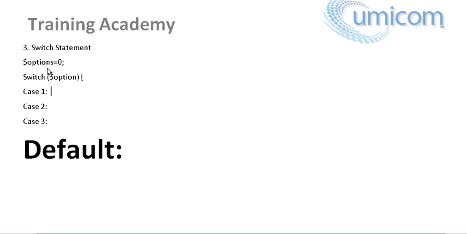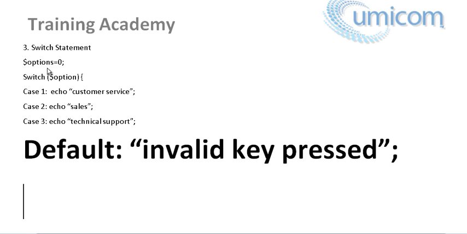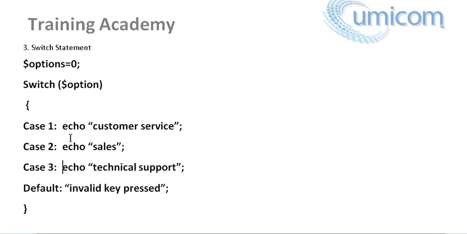Well, let's just make it a very simple program. Let's just say that when they press 1, it tells them you selected customer service. So we're going to use echo, and we're going to type customer service. If they selected 2, we'll say echo sales, and if they selected 3, it will be echo technical support. Very simple. And the default is invalid key, and don't forget to close the curly brace. So we have a very simple program.